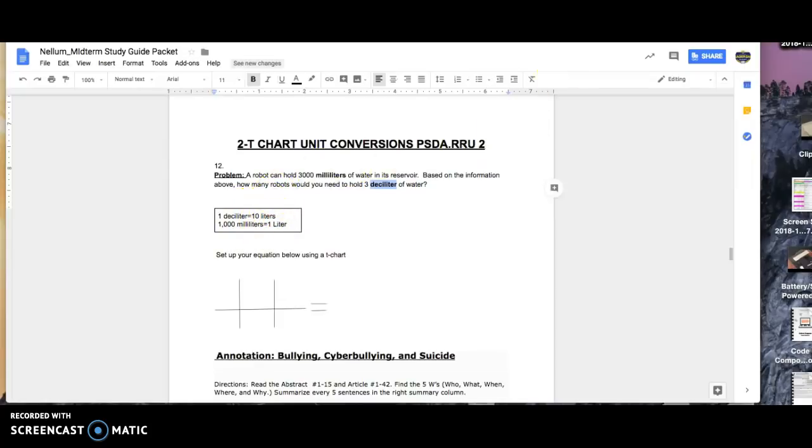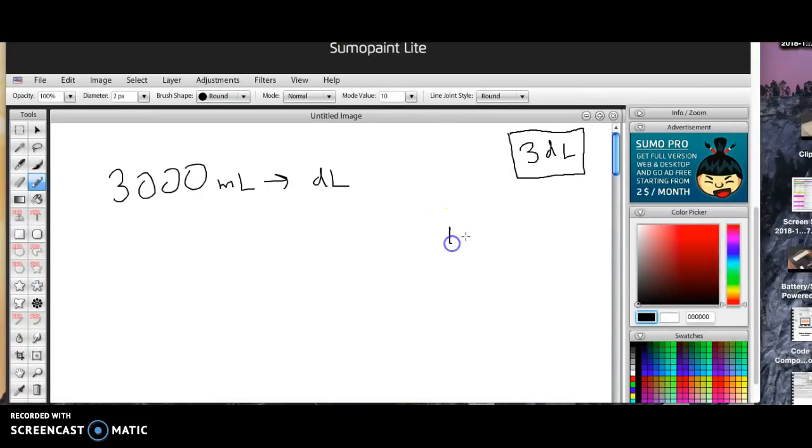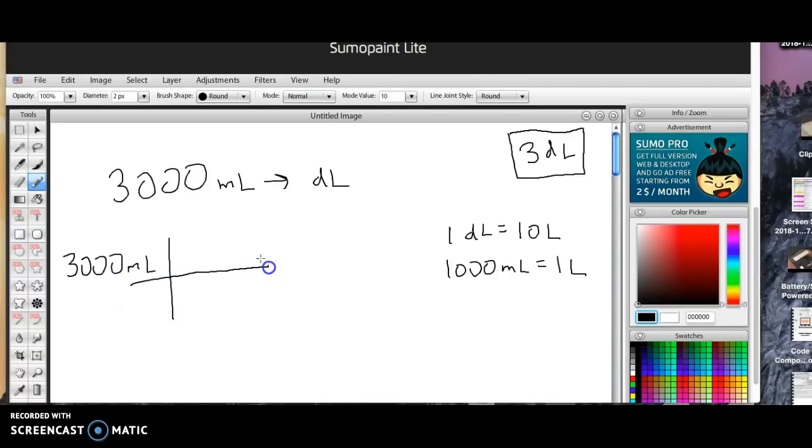We see our box here. It says that 1 deciliter equals 10 liters and 1,000 milliliters equals 1 liter. Now we have 2 conversions, so that means that conversion factors, so that means that we're going to have 2 T charts. Okay, so let's go ahead and convert it and see what we're going to do with this special 3 deciliter at the top here.